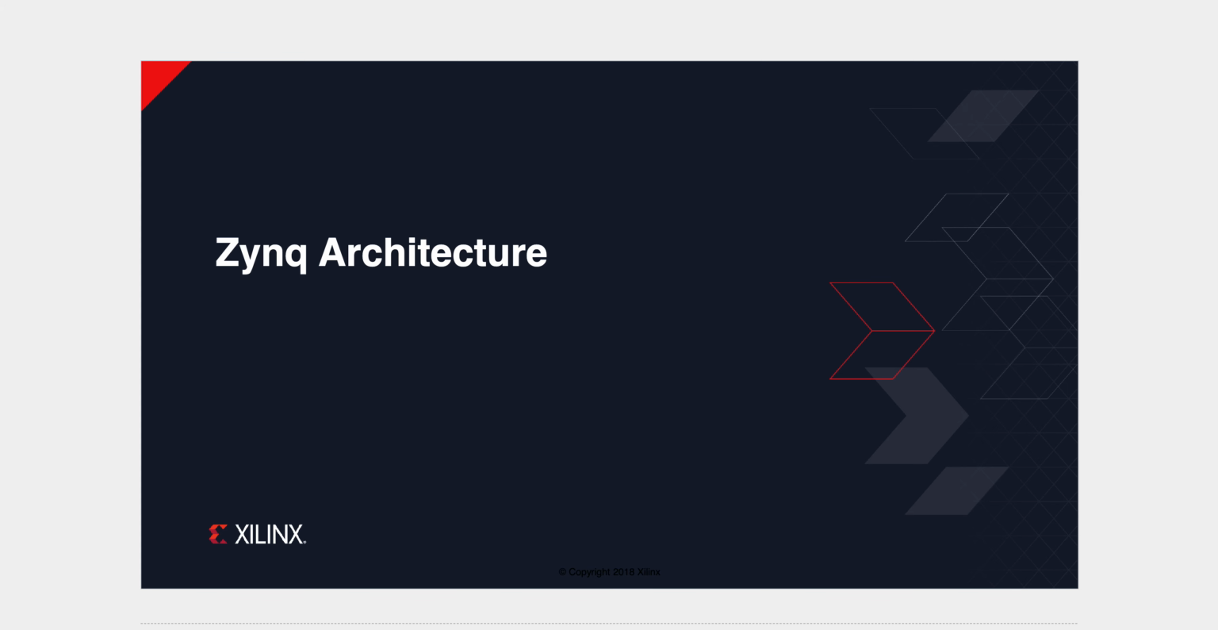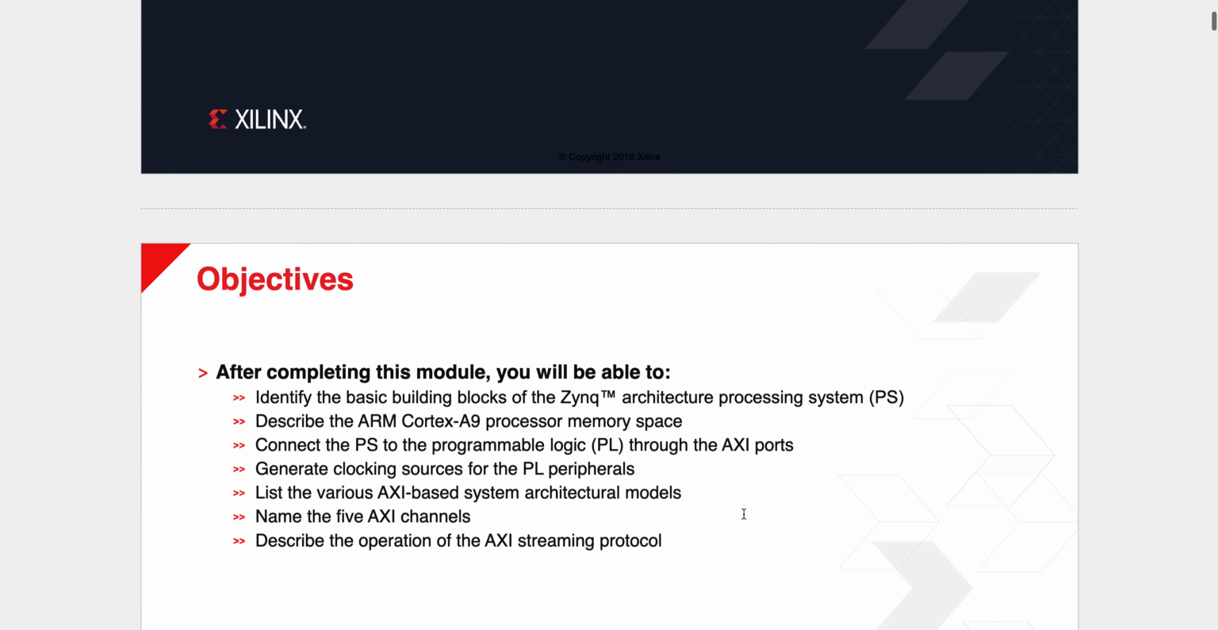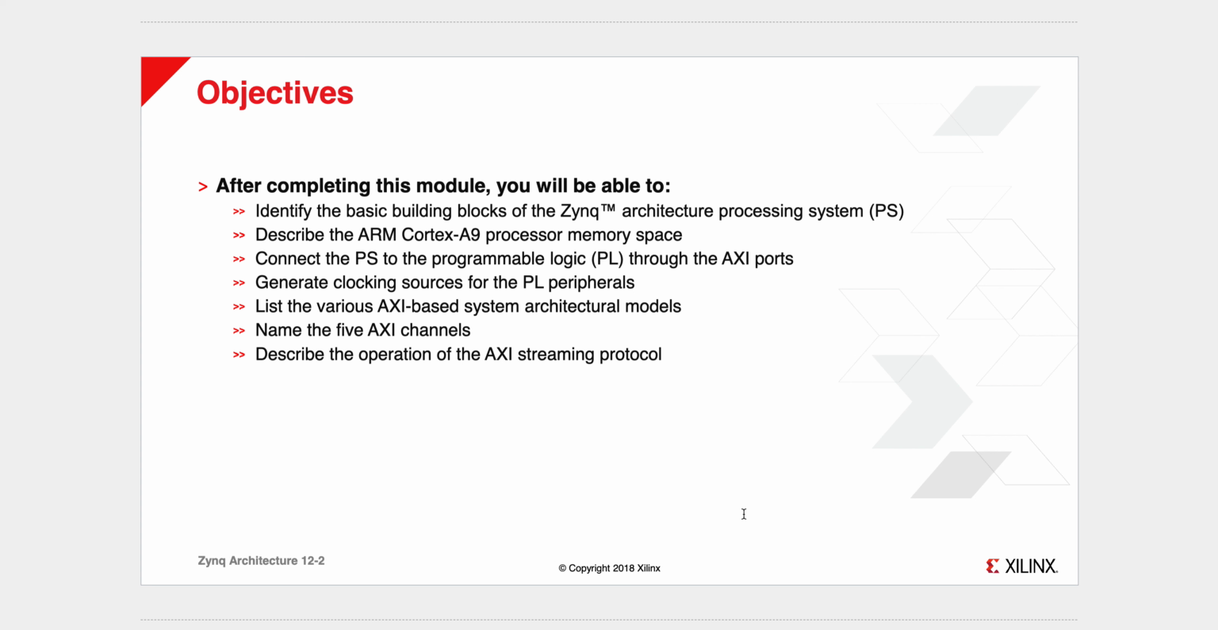Hi everyone, today we are going to talk about the Zynq architecture by Xilinx. So the objectives are that at the end of this video you will be able to identify the basic building blocks of the Zynq architecture processing system, also known as PS. You will be able to describe the ARM Cortex A9 processor memory space. You will be able to connect the processing system to the programmable logic, also known as PL, through the AXI ports.